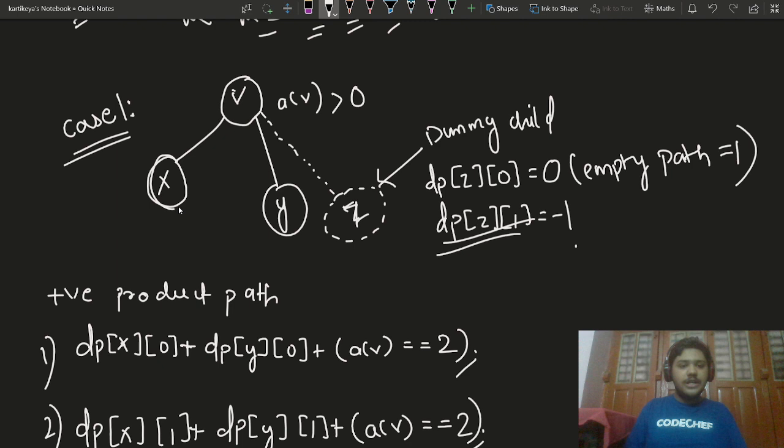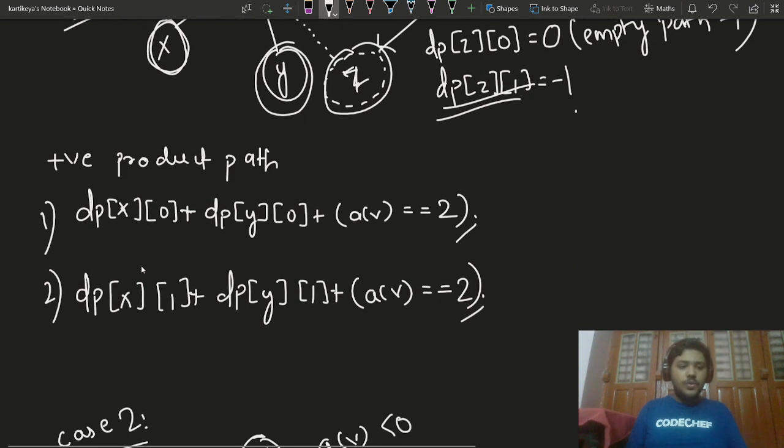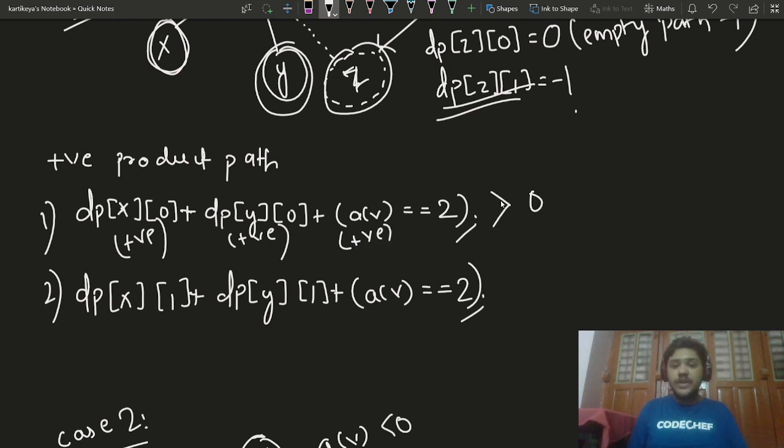by using the DP values of its children. How can you obtain that path? Let's see. V is having a positive value. You take the positive value of x, multiply it with the positive value of y, and multiply it with the positive value of v. Positive into positive into positive, it's greater than 0.